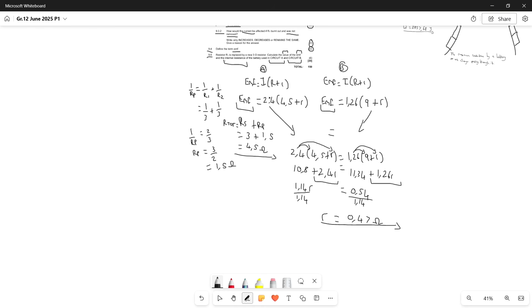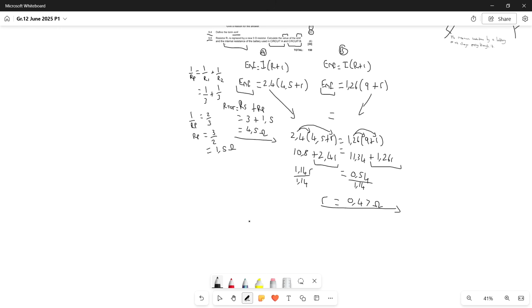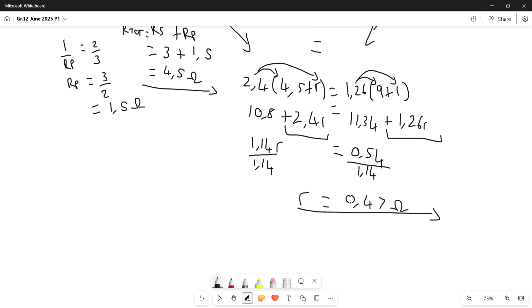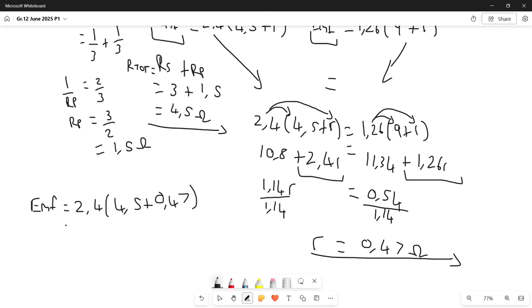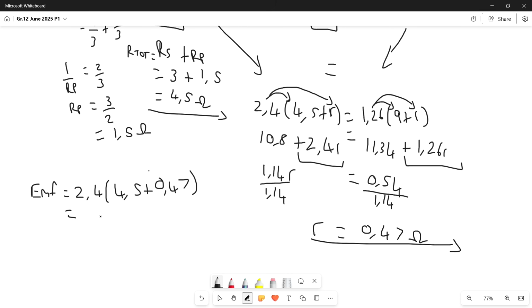Now that we have the little r, we can plug it into either one of these formulas, circuit A or circuit B, considering the resistance will be the same in both. So we write down circuit A, plugging in our internal resistance. EMF is what we want. I'm rewriting circuit A here: 2.4 multiplied by (4.5 plus the internal resistance we just calculated, 0.47). Then we plug this in our calculator and earn our final mark for this question. Our final answer equals 11.94 volts.